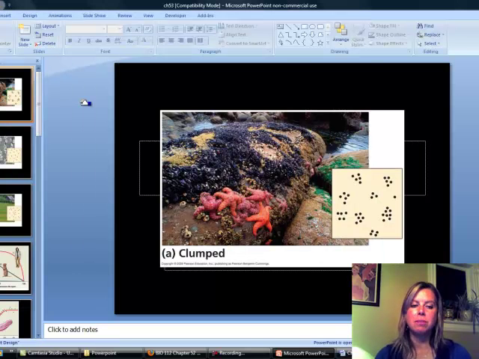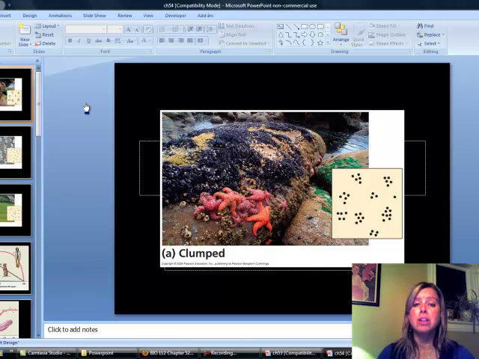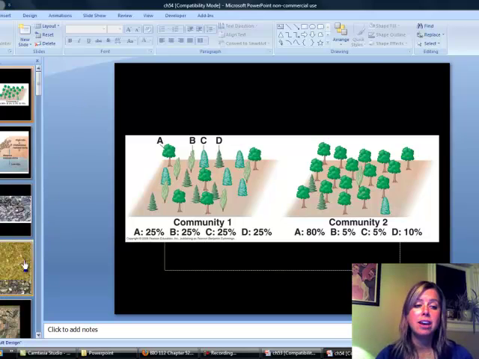So there's a lot of ways that you can mark organisms. One way is you could use a marker. You could literally use a Sharpie marker. You can use tags, which are like little earrings hanging off.